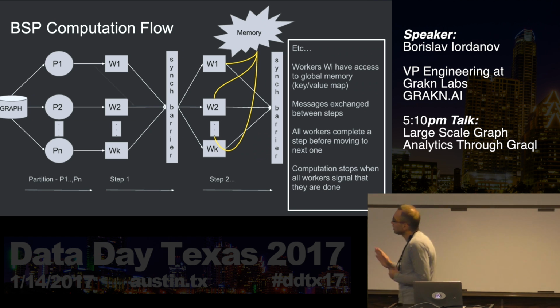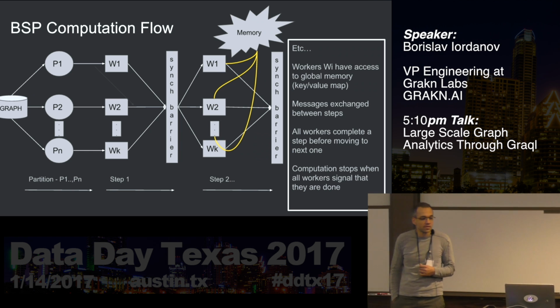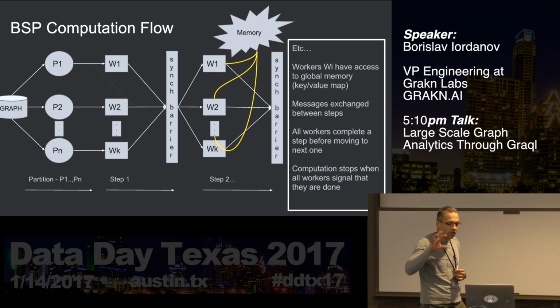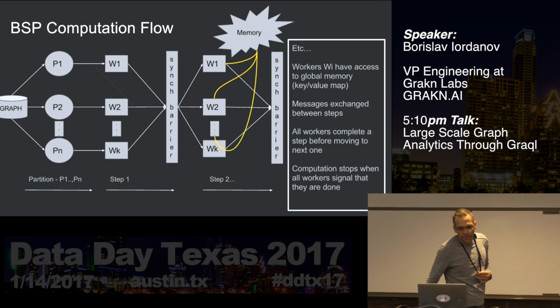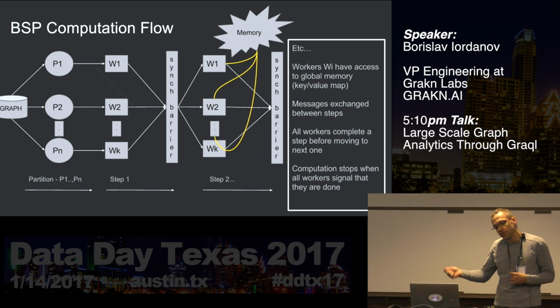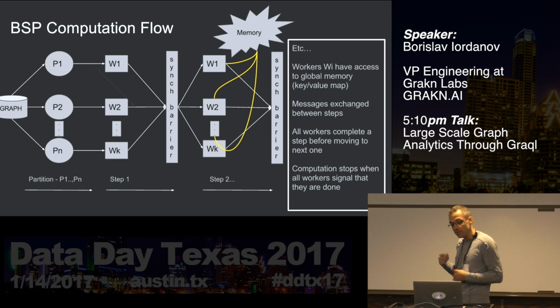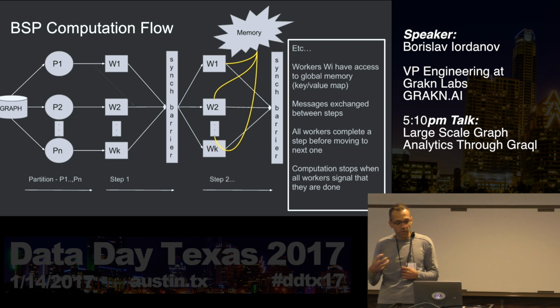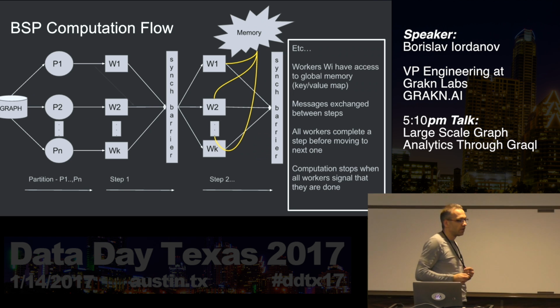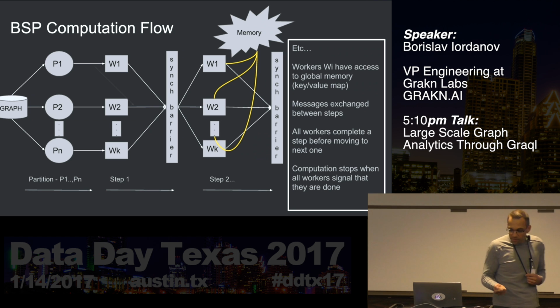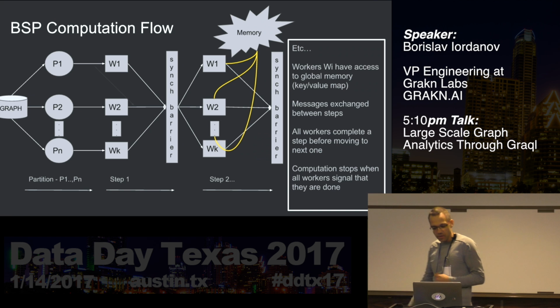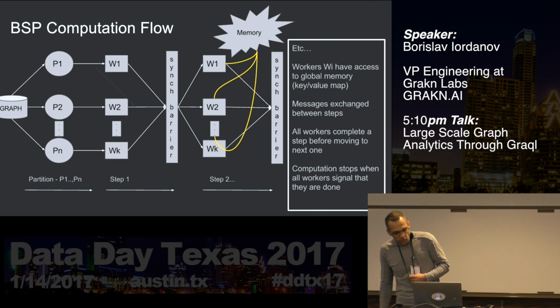On the left-hand side here, we start with the graph, and then we partition it into subsets. Each one is assigned to a worker, which is on a different machine, and the worker will run through the vertices and run that VertexProgram on each and every vertex to give it a chance to receive messages that were sent in the previous step, send messages that will be received in the next step, and modify the global memory maybe.